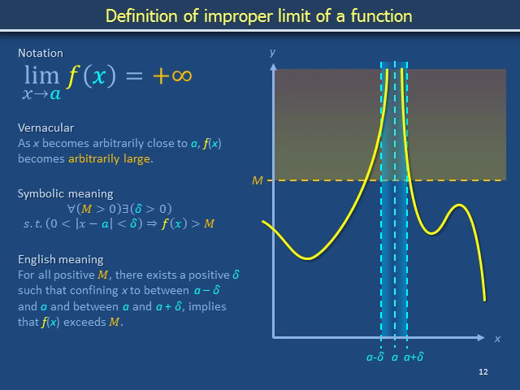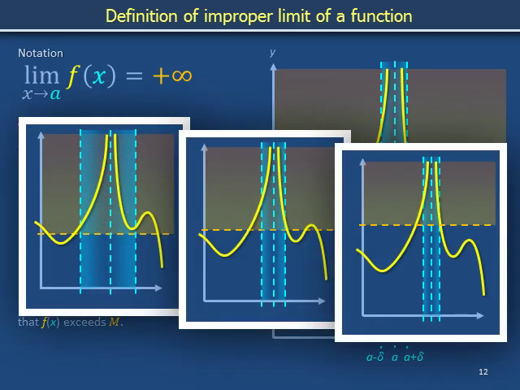Consider the possibility that the process we have illustrated in these last couple of slides can be continued by investigating finite values of M that become large without restriction. Consider the possibility that no matter what M we investigate, there always exists a suitable finite delta to specify blue bands within which the yellow curves are ensured to be vertically confined to the golden region above the golden dashed line. If these possibilities are satisfied, then the limit as x approaches a of f of x in fact equals positive infinity.